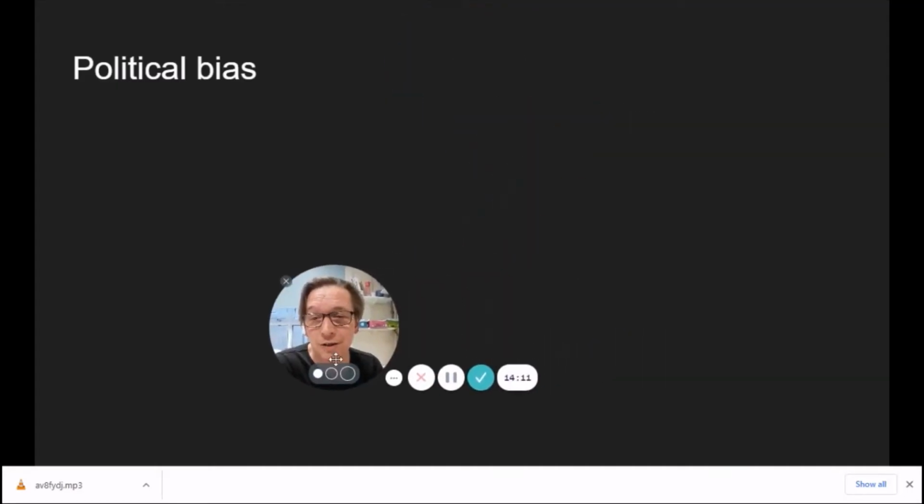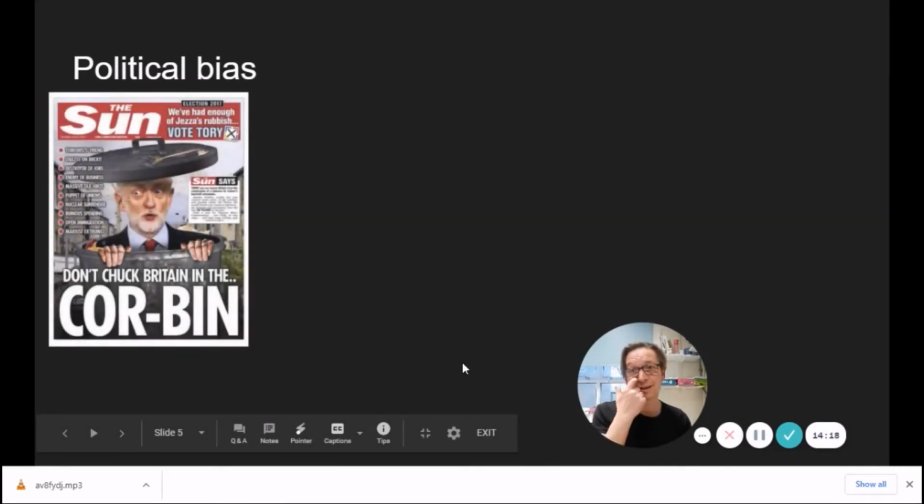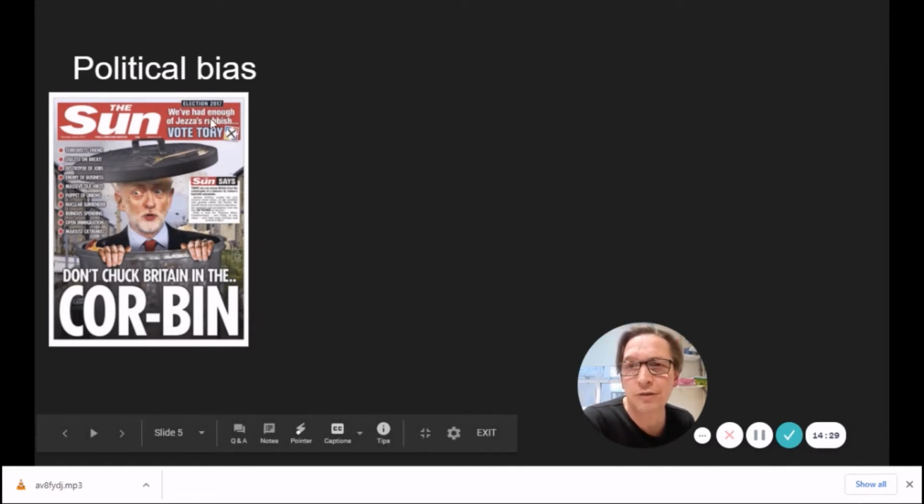So there is a lot of political bias. It's just the way that newspapers work. If you have a look here, this is The Sun, a right-wing newspaper that supports the Conservative Party. This is just before the 2017 general election. Election 2017: we've had enough of Jez's rubbish, vote Tory.